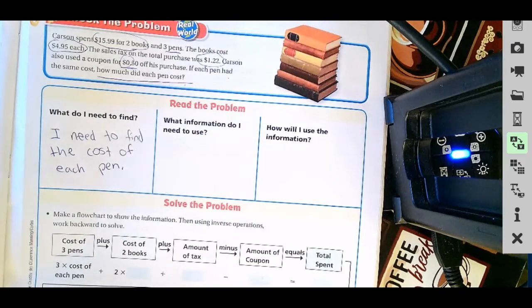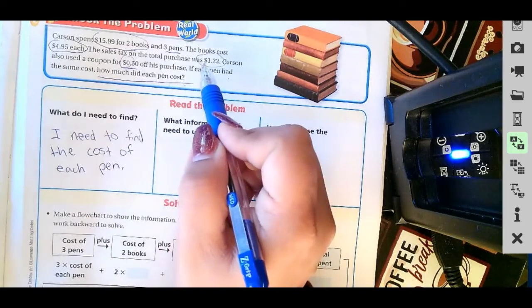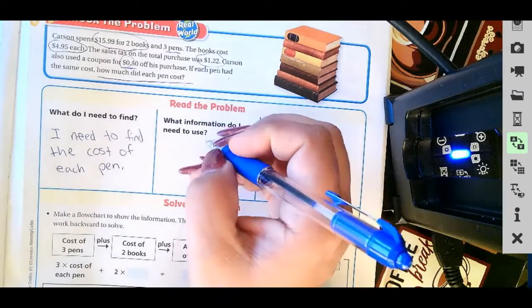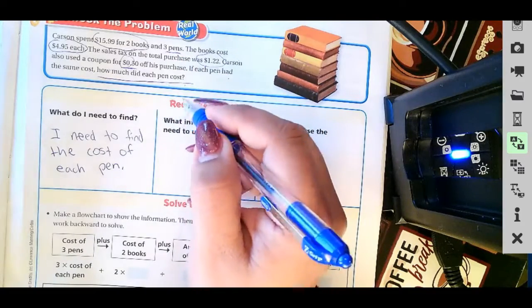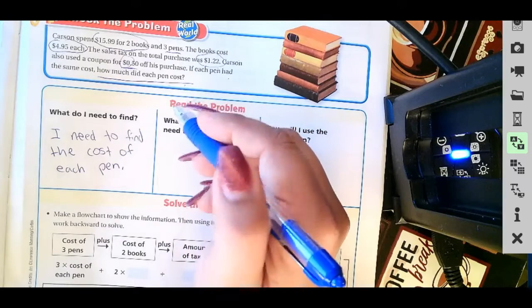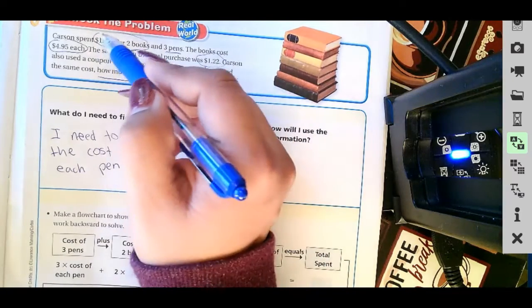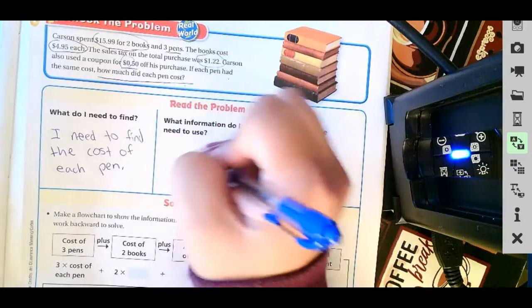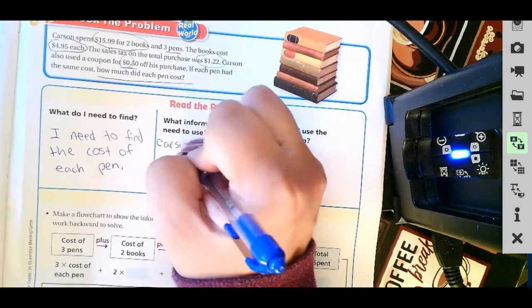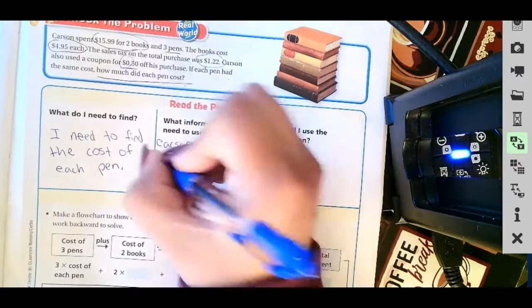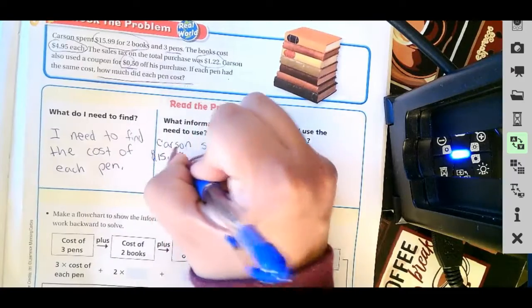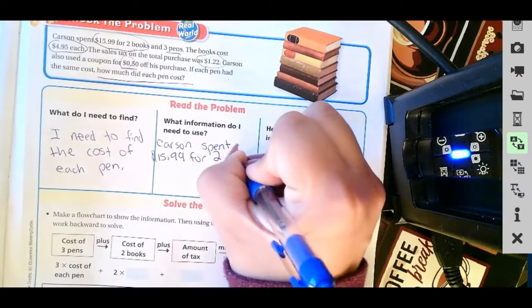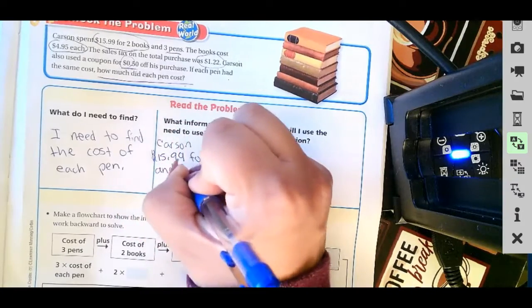Now let's go to the next question. The next question asks you, what information do I need to use? So we're probably going to use all the information that they give us. It's not always the case, but you want to start by examining what they're giving you to determine if you're going to need it. So in order to find the pen, do we need to use that Carson spent $15.99 for 2 books and 3 pens? I think we will. So, what information do I need to use? Carson spent $15.99 for 2 books and 3 pens.